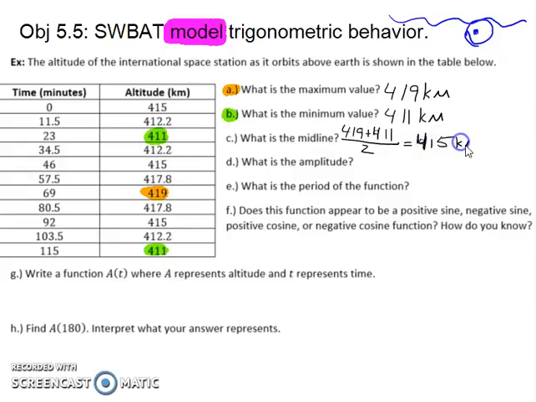415. And that makes sense. 415 is indeed the middle of these two things. And it's on the table, too. So, in case you weren't sure about it, 415 does appear to be the middle.